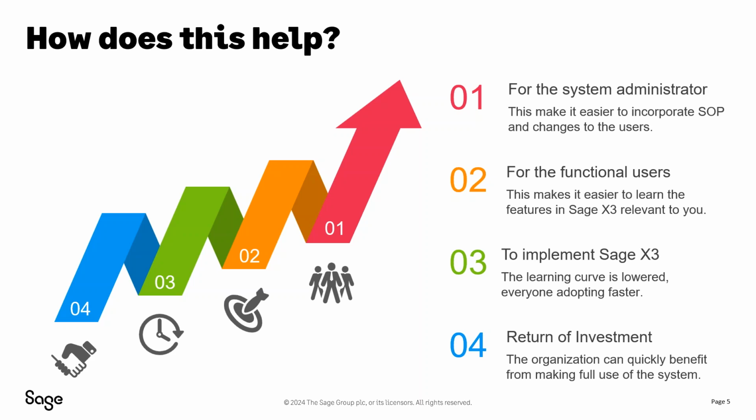The faster the user gets to use the system and reap the benefit from it, the better the ROI is for the organization when they have invested in this particular system.